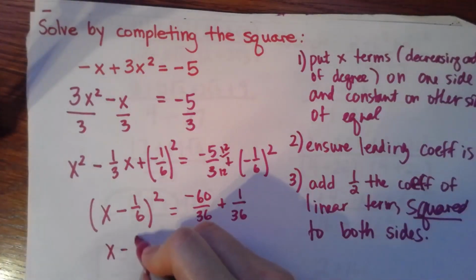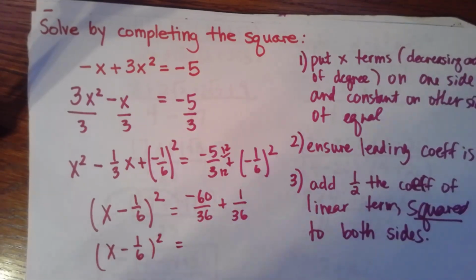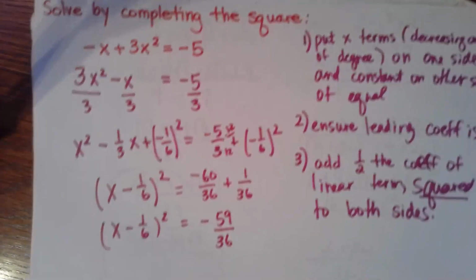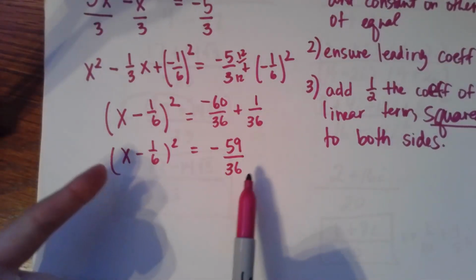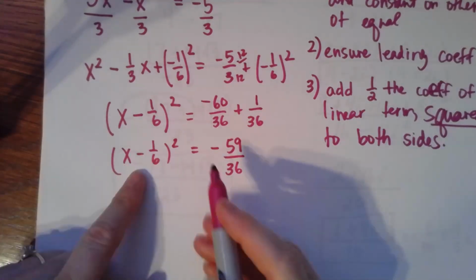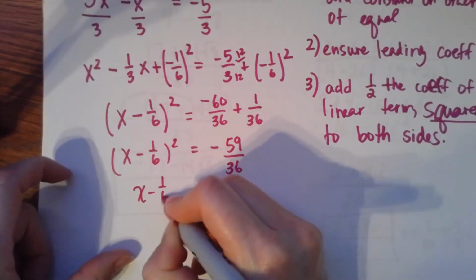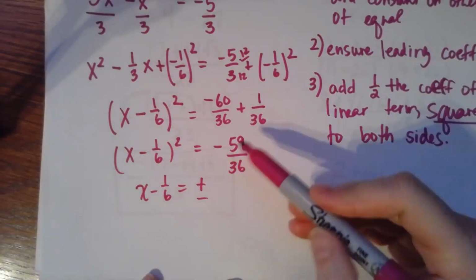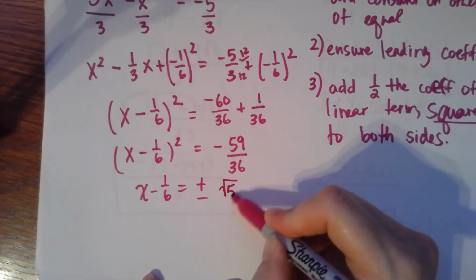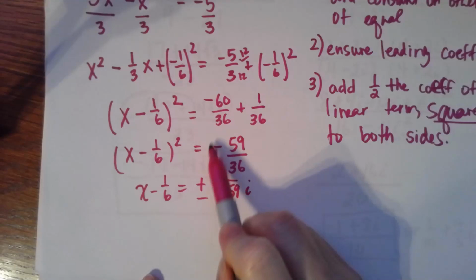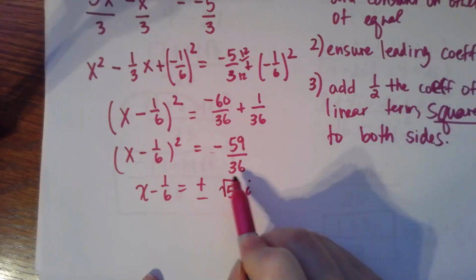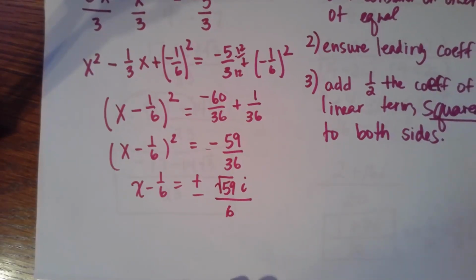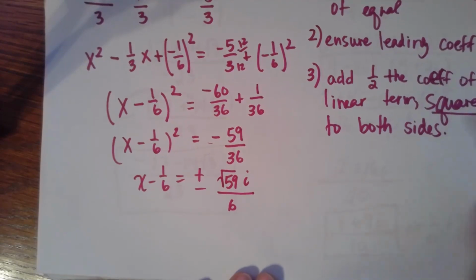Okay, so I have x minus 1/6 squared. When I add these, I get negative 59/36. Okay. And the whole reason this is great is because now I can take the square root of both sides. And when I take the square root of the left side, I get x minus 1/6. And don't forget your plus or minus. And I need to do the square root of this. Well, we've got the square root of 59, and there's going to be an i in that because we're taking the square root of a negative number. And then the square root of 36 is 6, so that will be over 6. So that's plus or minus the square root of 59i over 6.